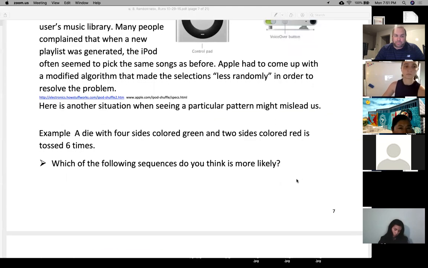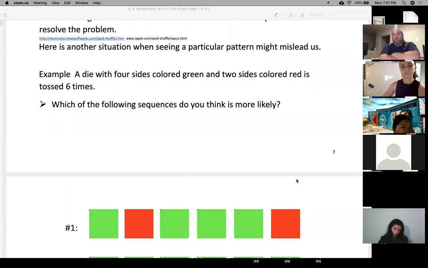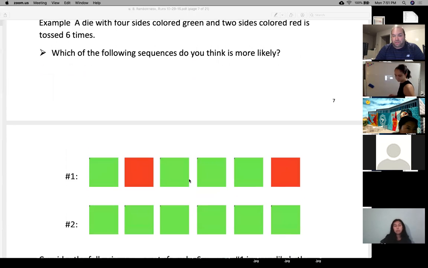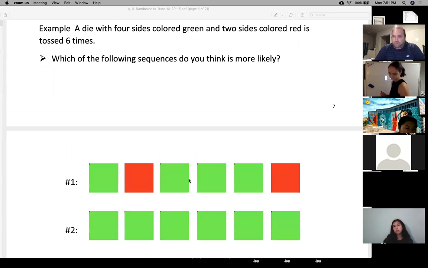Let's take a look. A die with 4 sides colored green and 2 sides colored red is tossed 6 times. Which of the following sequences do you think is more likely? The first one or the second one? Who thinks the first one is more likely? Okay. Who here thinks the second one? Well, from what we've been going over, I think it's the second one. Yeah, exactly. You have to have a run, right?